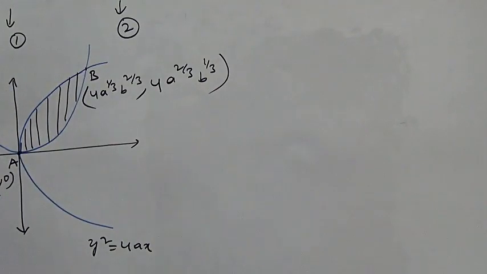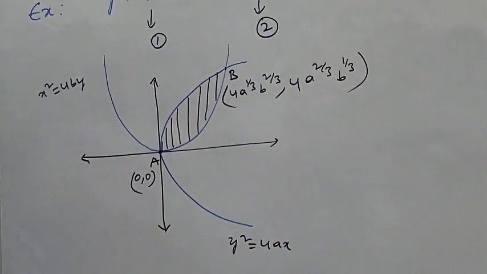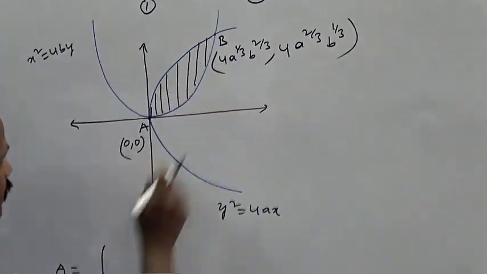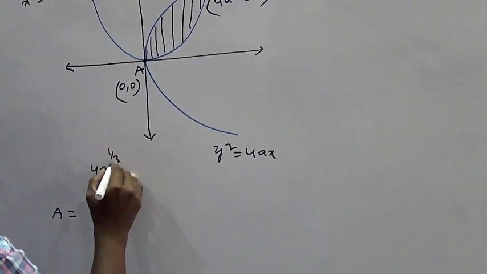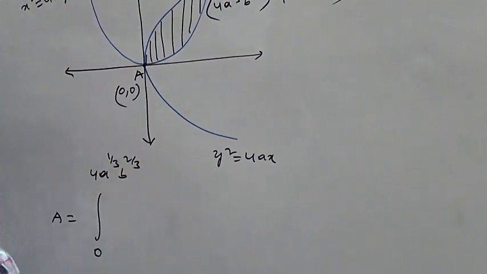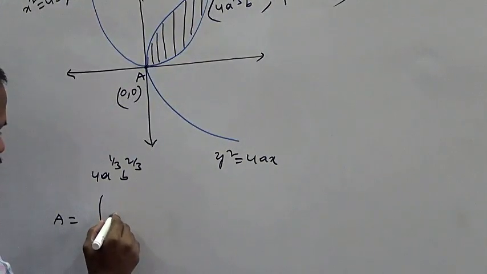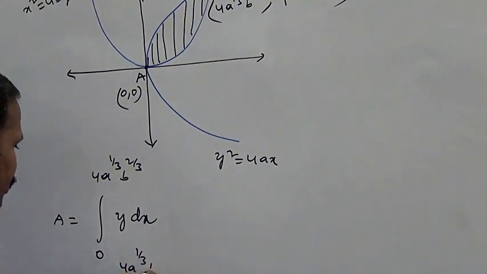Now area A equal to the integral, I am considering the x limits. What is the x limit here? The x limit is 0 to 4a^(1/3) b^(2/3). As I am using the x limits, we have to write y dx. Now this is equal to the integral from 0 to 4a^(1/3) b^(2/3).